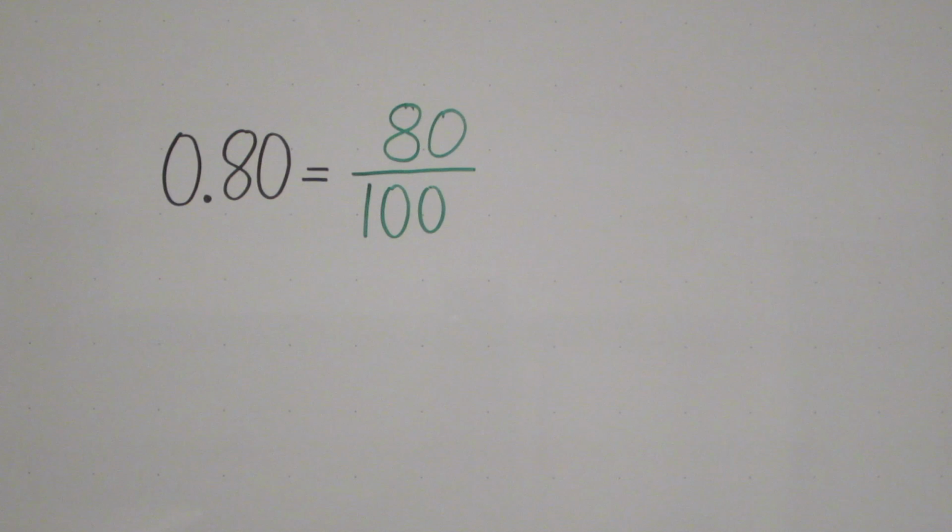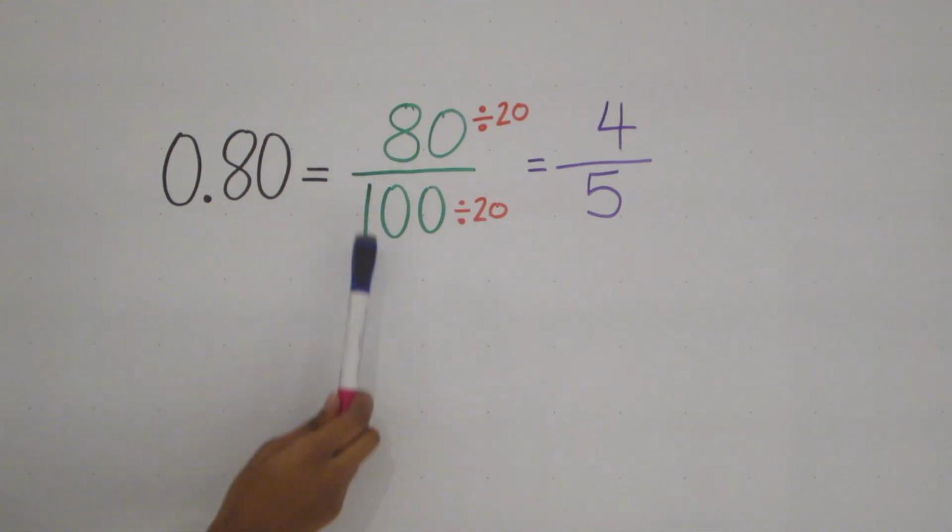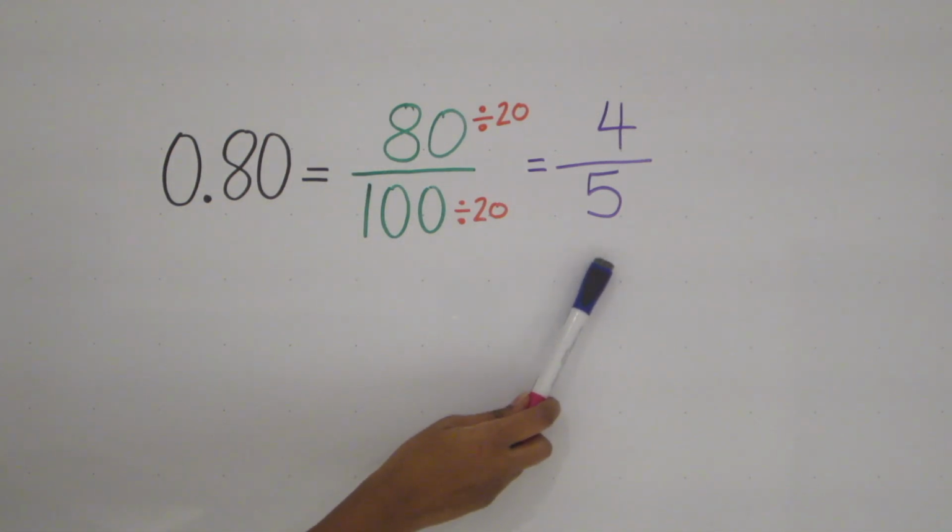There is another step that you must do, which is to write it in lowest form. To write your answer in lowest form, you're going to find a whole number that can be divided by both the numerator and the denominator. In this case, I can divide the numerator and the denominator by 20. So 80 divided by 20 gives me 4, and 100 divided by 20 gives me 5. So now I've reduced 80 over 100 to 4 over 5.